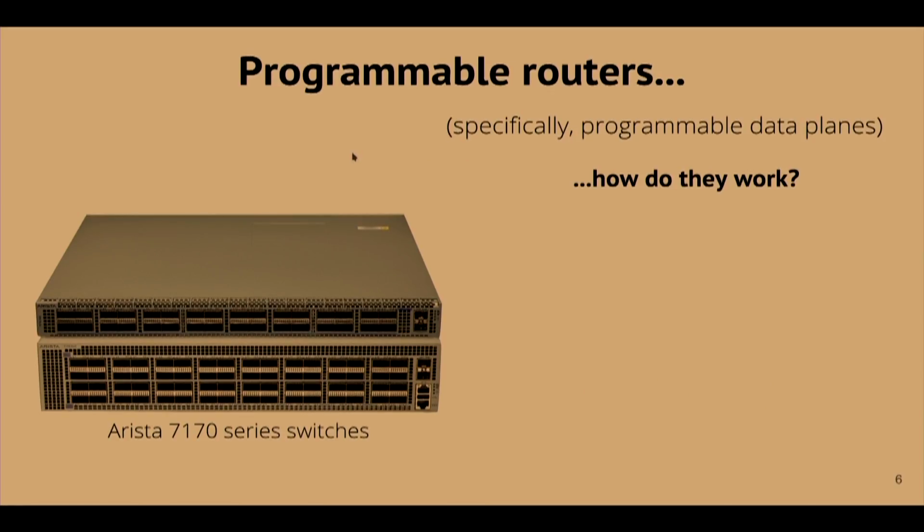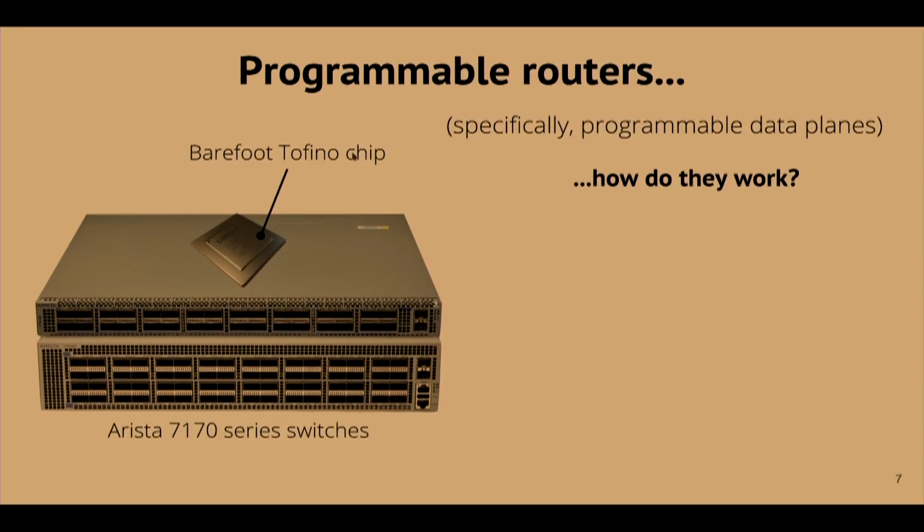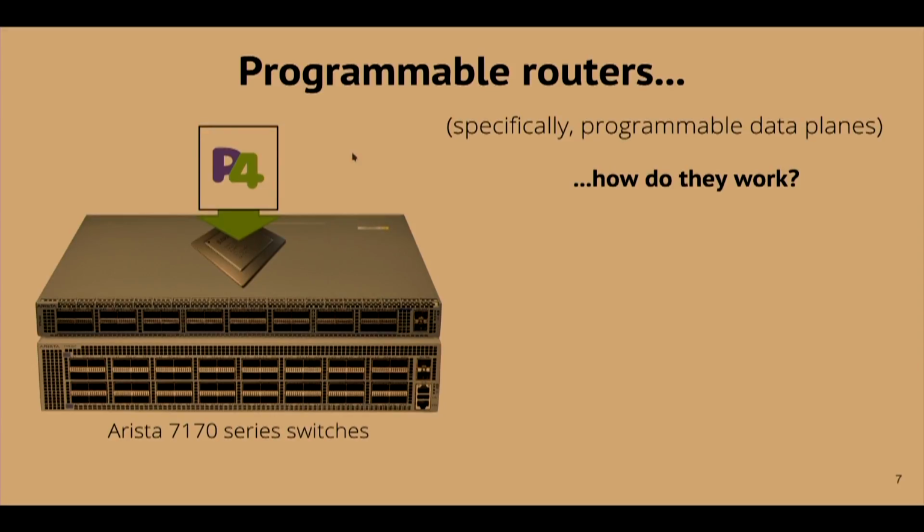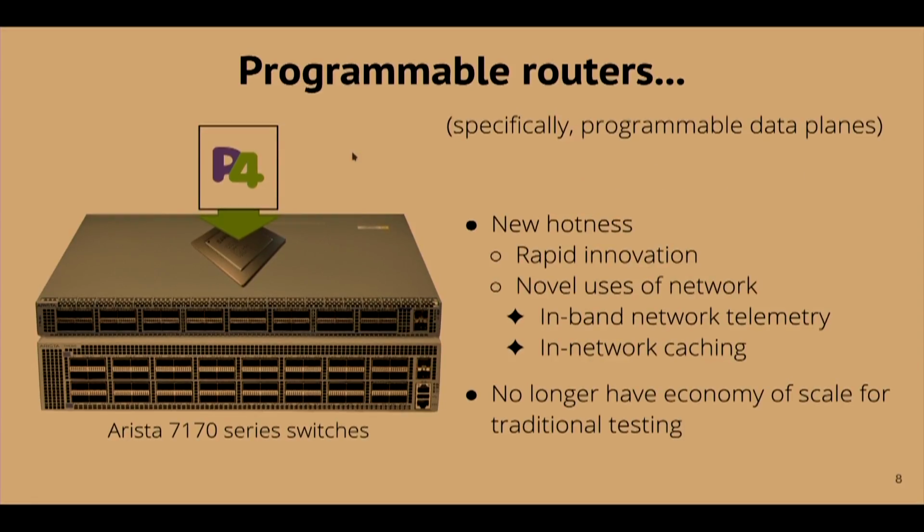Okay, so let's look at programmable routers. How do they work? Well, chips in these devices expose a programming interface. For example, these switches have a Tofino chip, which can be programmed with the P4 language. These devices are the new hotness. They enable rapid innovation with novel uses of the network, such as in-band network telemetry and in-network caching. The downside, though, is that we no longer have this nice economy of scale for traditional testing.